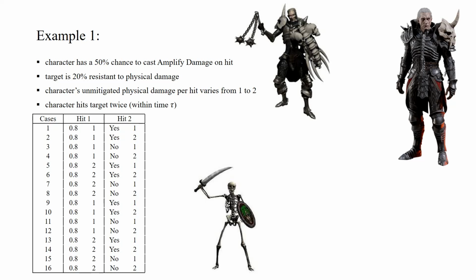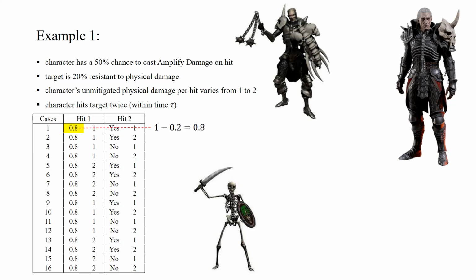We can now make a substitution on the first hit. We understand that on the first hit, we will have no reduction to the target's resistance to physical damage. And so we already know the modifier we're going to be multiplying the unmitigated damage we would inflict on that hit by. It's going to be 0.8 for all cases, because again, we assume under these constraints that the target was not initially affected by amplify damage.